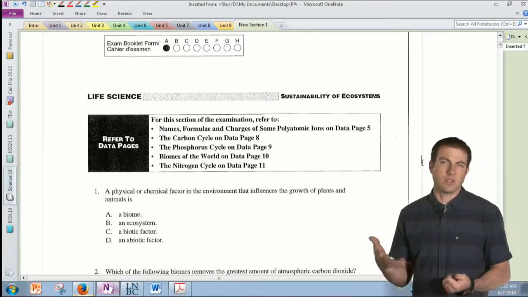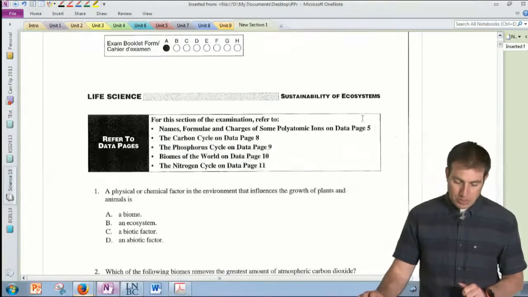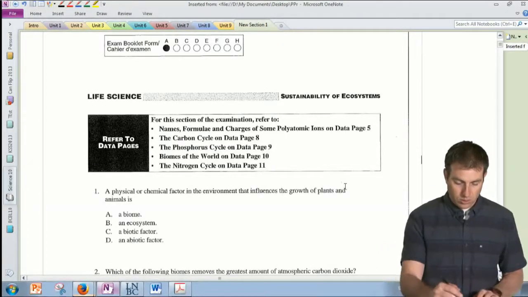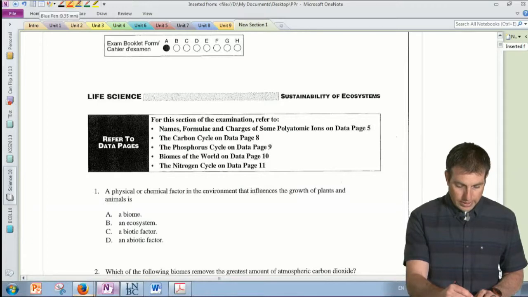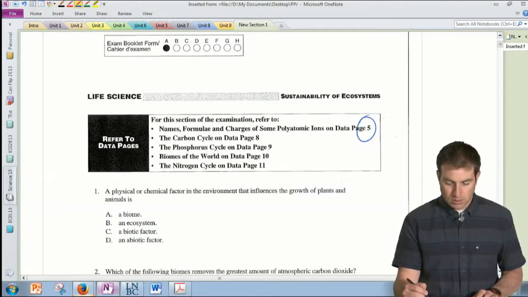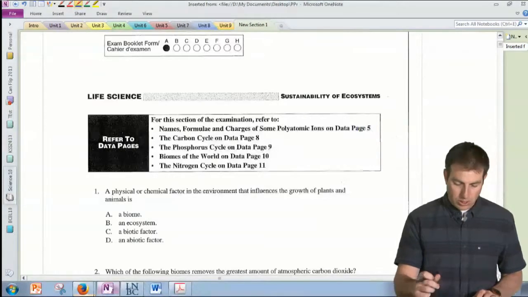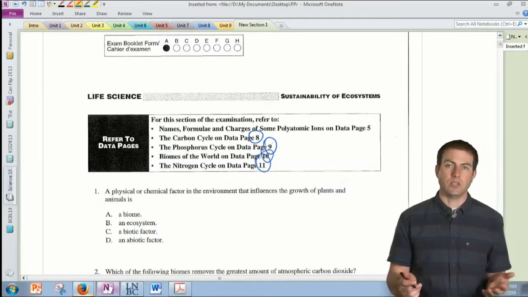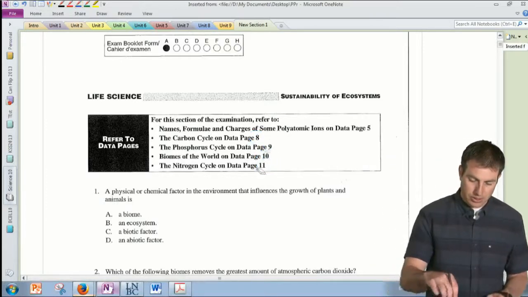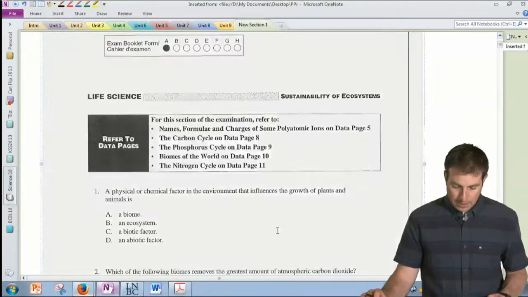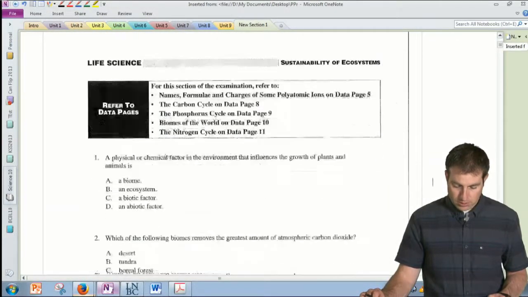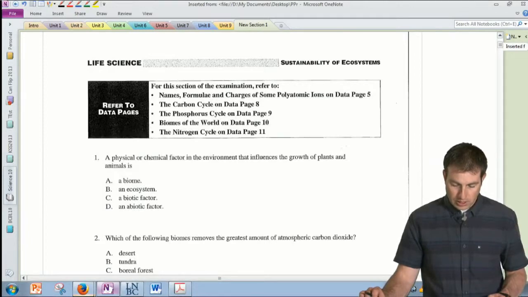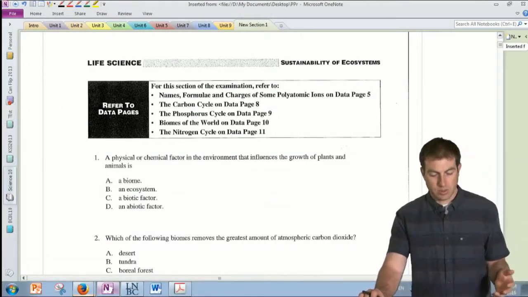So the test is broken down into sections. It says life sciences, so this is biology. It tells you which pages of the data booklet to use. It tells you you're going to need some chemistry stuff in this section. You're going to need carbon cycle, phosphorus cycle, biomes, and the nitrogen cycle. So you know the pages you need to look at for this section of the test. Physical or chemical factor in an ecosystem, the influence of growth of plants. So physical or chemical, it's going to be something that's non-living.